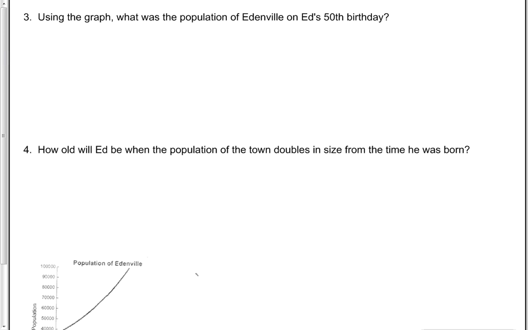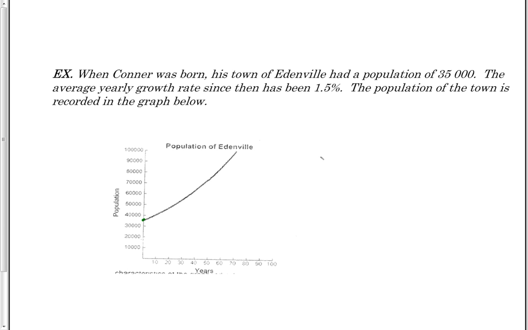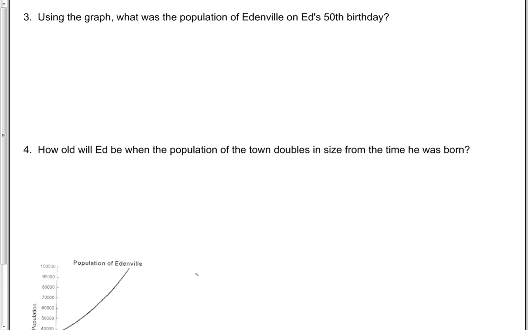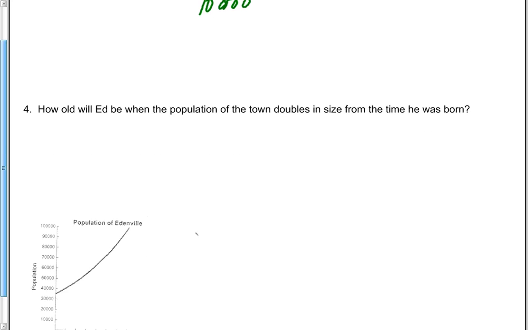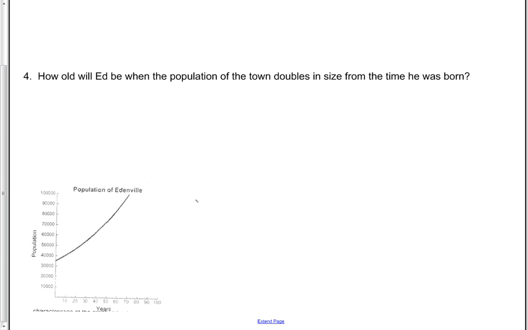Using the graph, what was the population on his 50th birthday? Again, we are using our eyes, a smartboard, and a photocopied graph. Our answer will be suspect at best, but approximately 70,000. It is much easier to read off the graph when you're being asked for the dependent variable based on the independent.